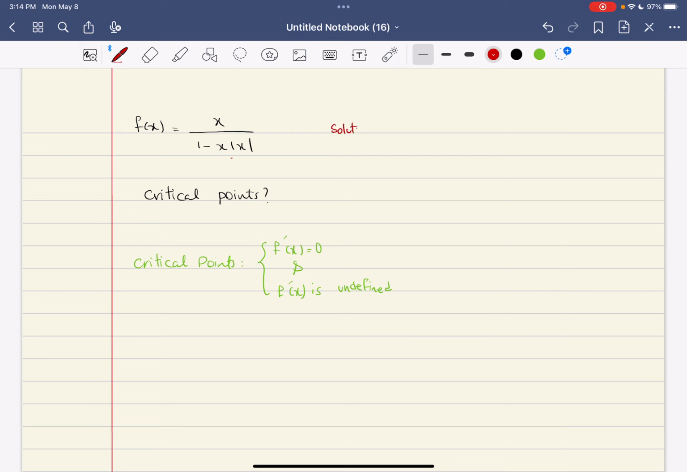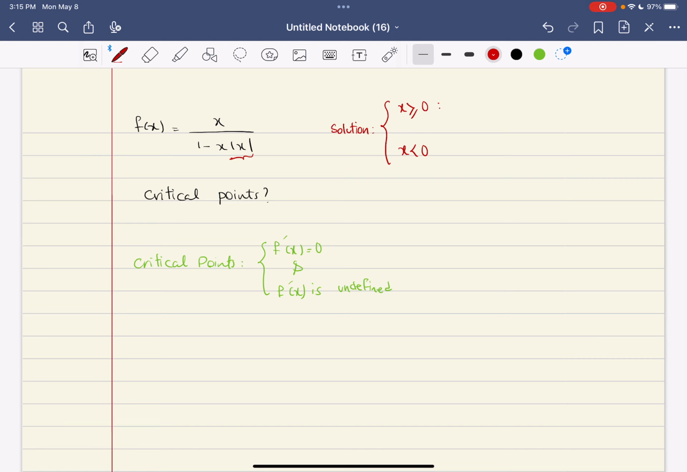So whenever I see absolute value of a function or of a variable or whatever, the very first thing that we should do is to get rid of the absolute symbol. So to be able to do that, I'm going to divide the problem into two parts: x equal to 0 or greater than 0, and x less than 0.